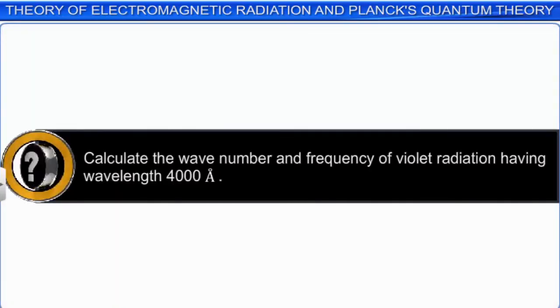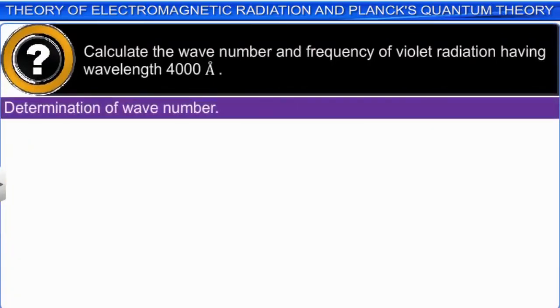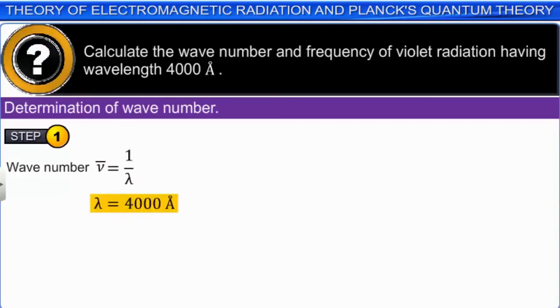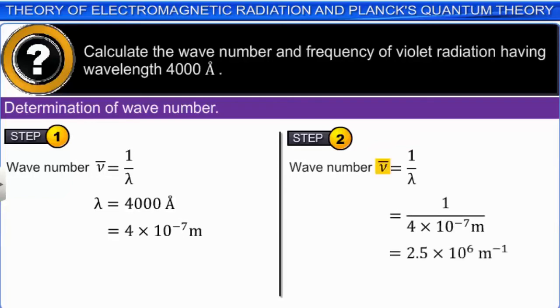Calculate the wave number and frequency of violet radiation having wavelength 4000 angstrom. First, let us calculate the wave number. The first step involves writing the formula to calculate wave number, that is, nu bar equals 1 by lambda. The given lambda value is 4000 angstroms, which is equal to 4 multiplied by 10 raised to the power of -7 meters. The second step involves substituting the value of lambda in this equation. On solving, we get nu bar is equal to 2.5 multiplied by 10 raised to the power of 6 per meter, or 2.5 multiplied by 10 raised to the power of 4 per centimeter.